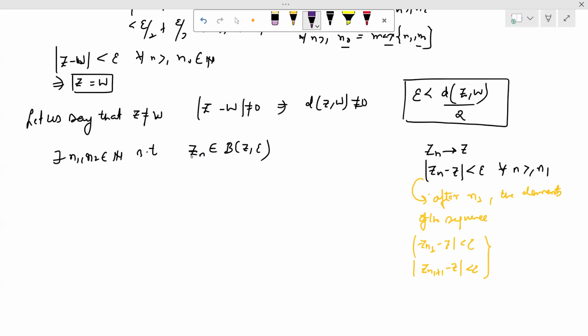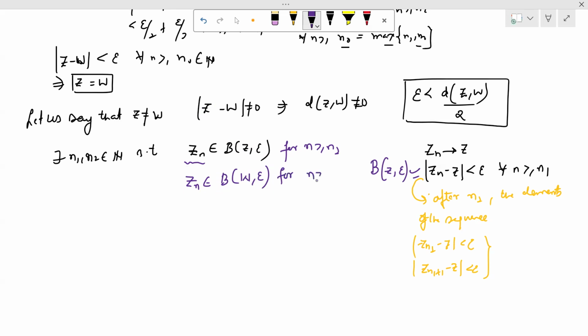So it implies that after n1, for all n greater than or equal to n1, all the elements of the sequence will be contained in the open ball centered at Z and radius epsilon. This is what an open ball centered at Z and radius epsilon means. Okay. Similarly, if I'm saying that Zn also converges towards W, it implies that after n2, the elements of Zn will be contained in an open disk centered at W and epsilon.